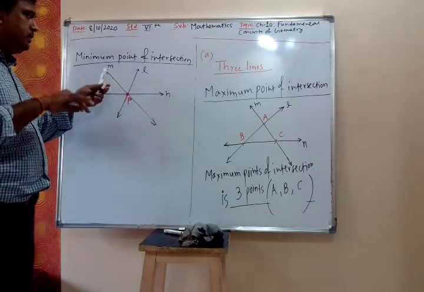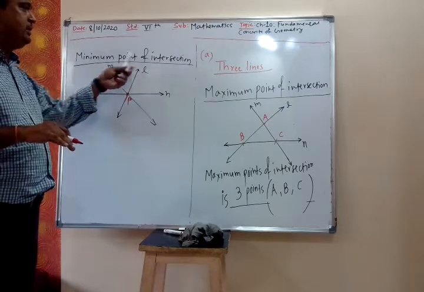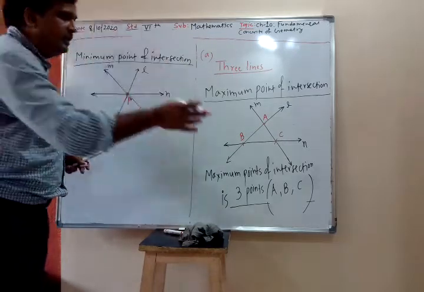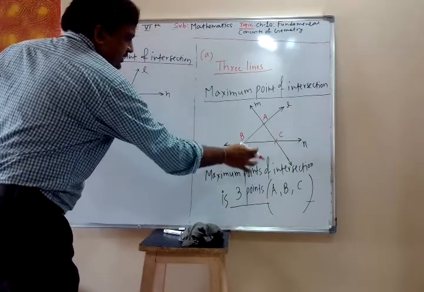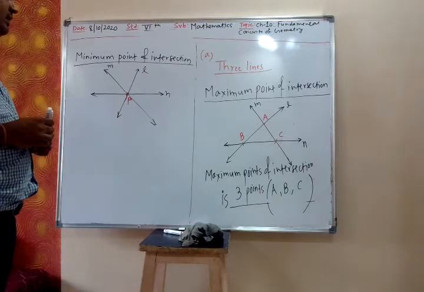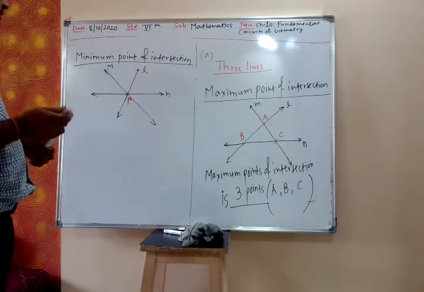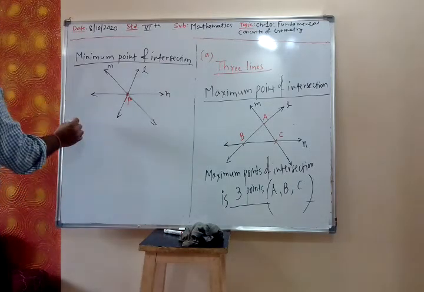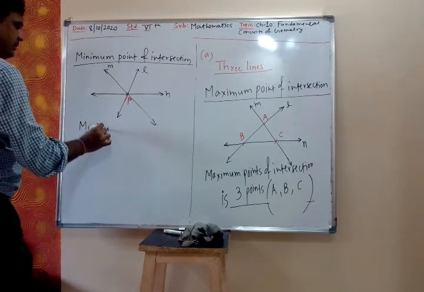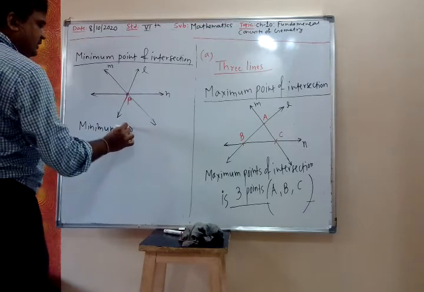So for 3 lines, the minimum point of intersection is 1, and for 3 lines, the maximum point of intersection is 3. It is coming clear. So the minimum point of intersection is 1.